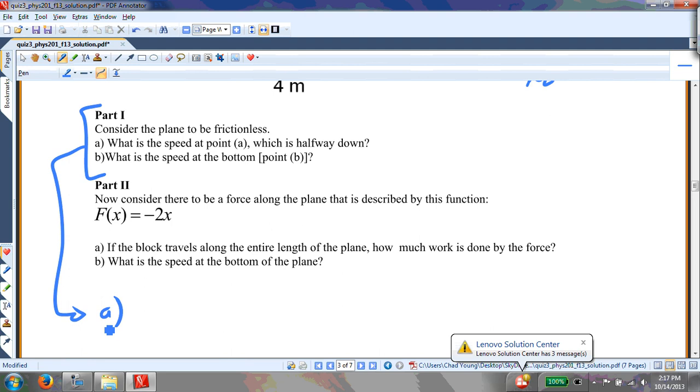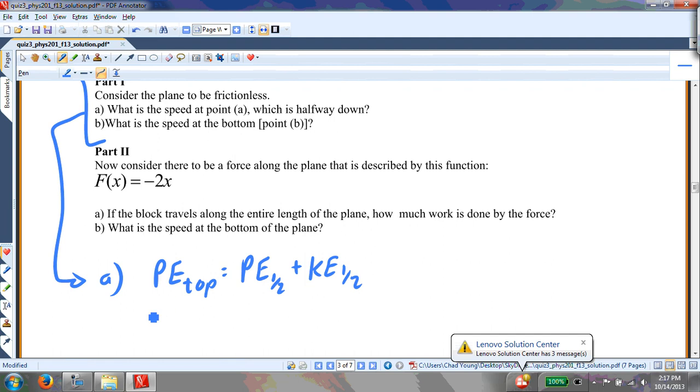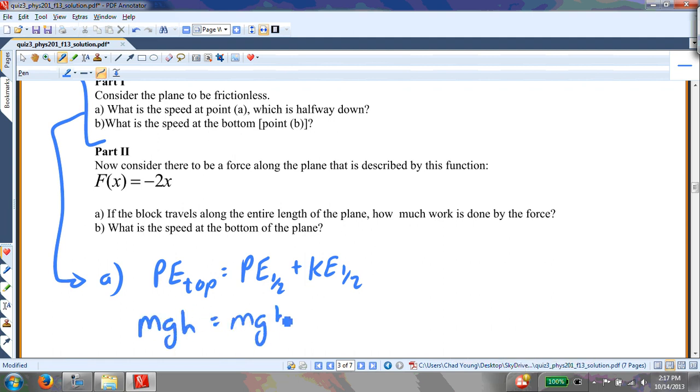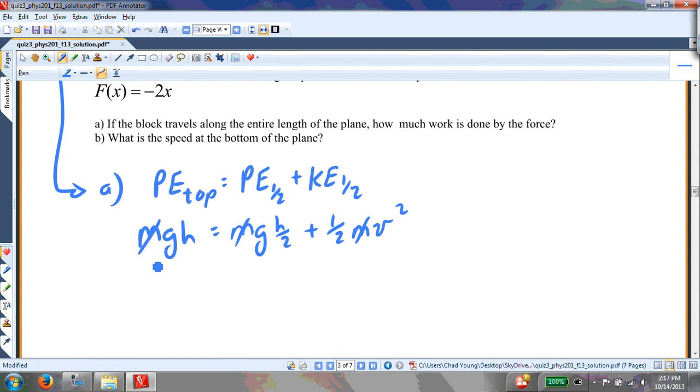So to find the point halfway down, I'm going to say the potential energy at the top equals the potential energy at the halfway point plus the kinetic energy at the halfway point. Potential energy at the top is mgh equals mgh over 2 plus 1/2 mv squared. The masses cancel here. And say 10, 3 meters.